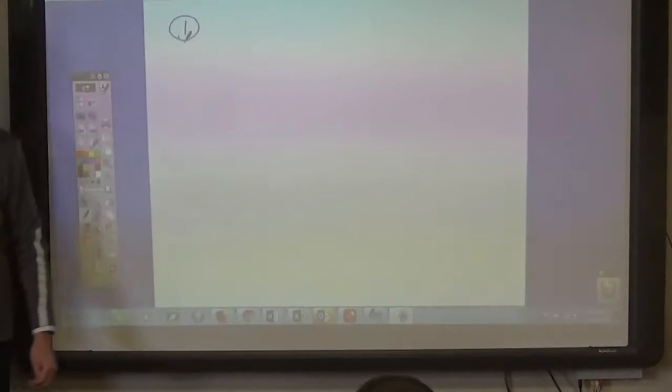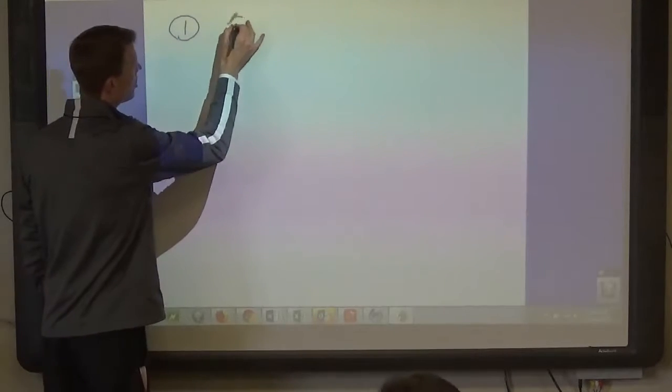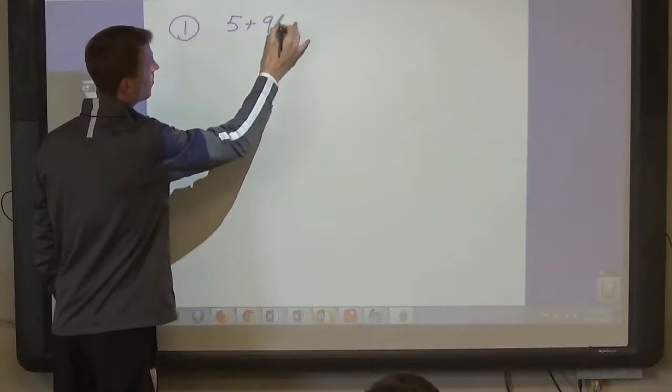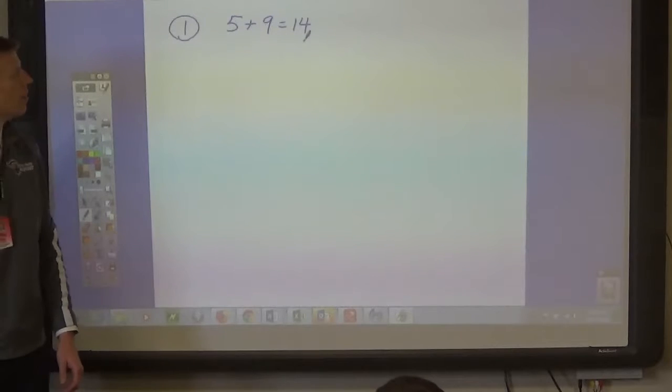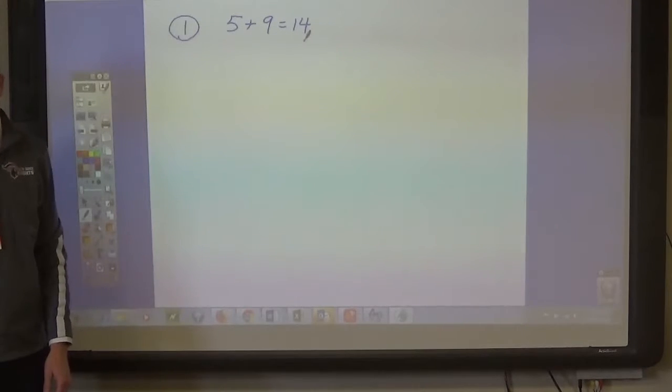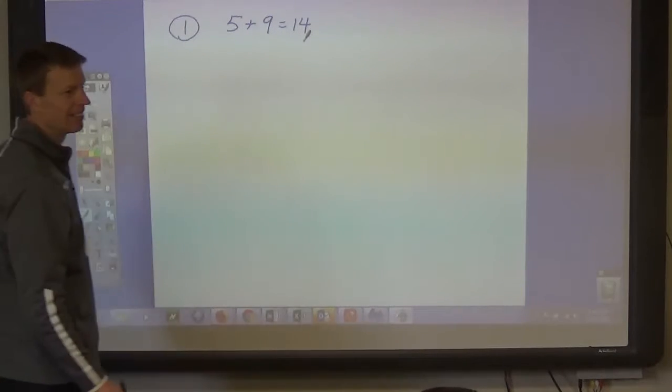In the first section, it just asks you to state whether the equation is true, false, or just an open sentence. So number 1, 5 plus 9 equals 14. Just gives us this equation. Is that a true, false, or open sentence? Don't make a guess, make an educated guess.